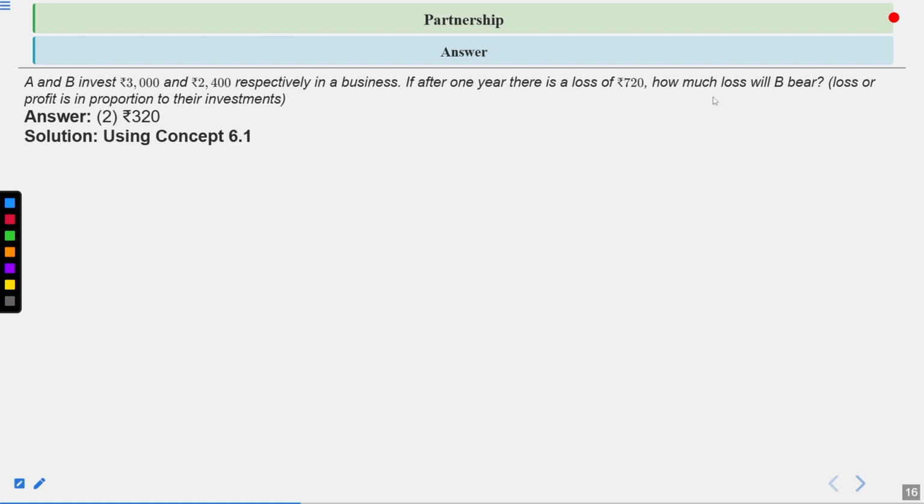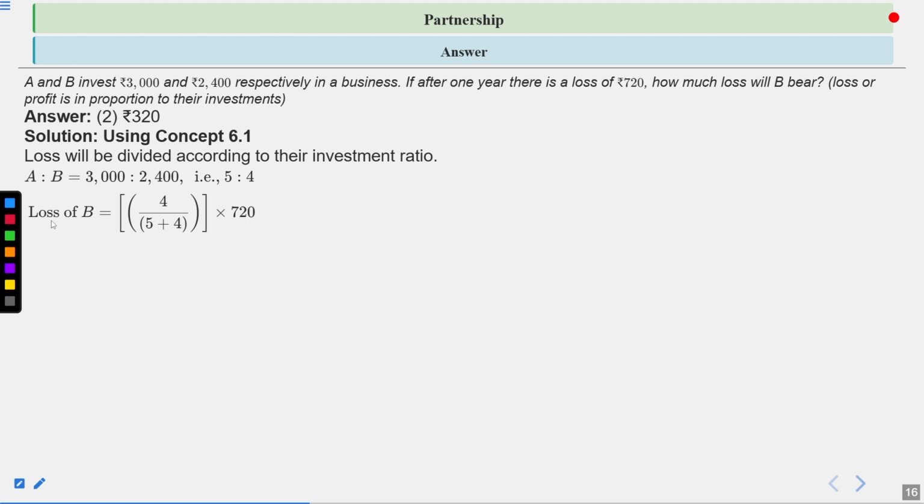Now see the detailed solution using concept 6.1 in this question. So loss will be divided according to their investment ratio. So A ratio B will become 3000 ratio 2400, which is 5:4. It means the loss borne by B is 4 units out of a total of 4 plus 5, which is 9 units. So we can calculate the loss of B as 4 upon 9 multiplied by 720. When we simplify it, we get 320 rupees. So second is the correct answer of this question.